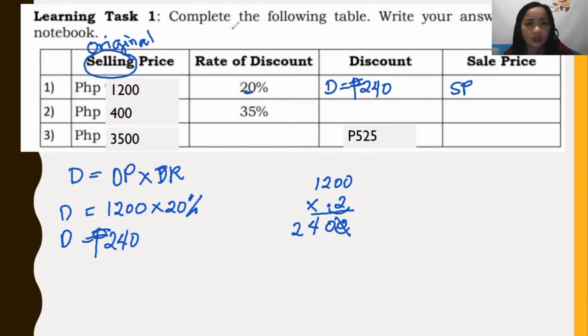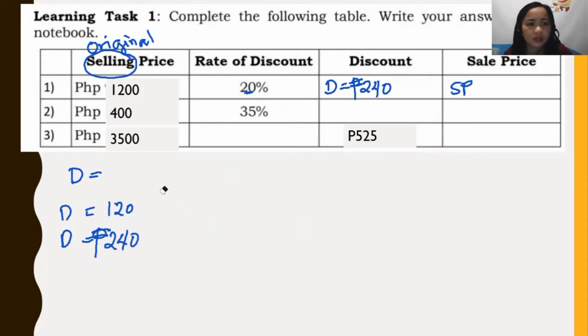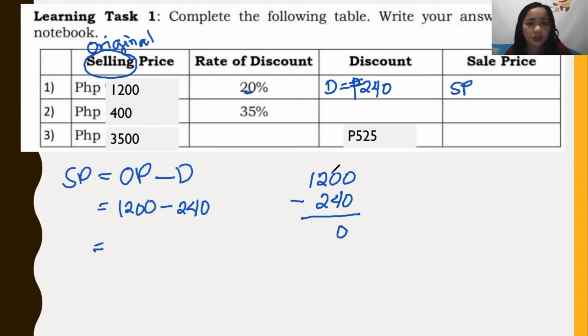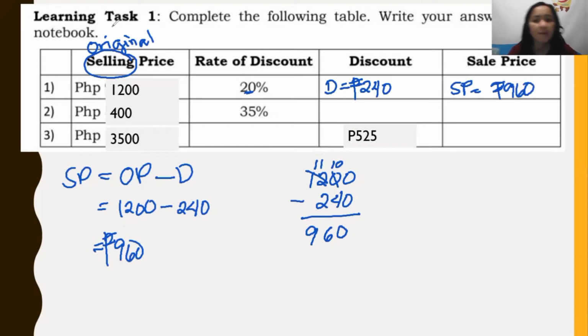Yun yung ibabawas. Ngayon, ang tanong naman, what is the sale price? Ang sale price natin is original price minus discount. Ang original price natin po ay 1,200 minus 240. And that is equal to 960. Paano nakuha yung 960? 1,200 minus 240. 0 minus 0 is 0. 0 minus 4 cannot be. This will become 10. And 12 will become 11. 10 minus 4 is 6. 11 minus 2 is 9. Therefore, the answer is 960 pesos. So, mabibili mo na lang siya ng 960 pesos.